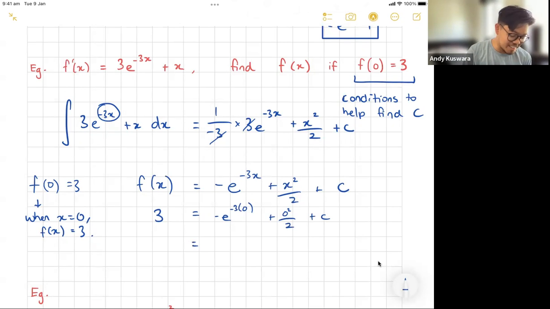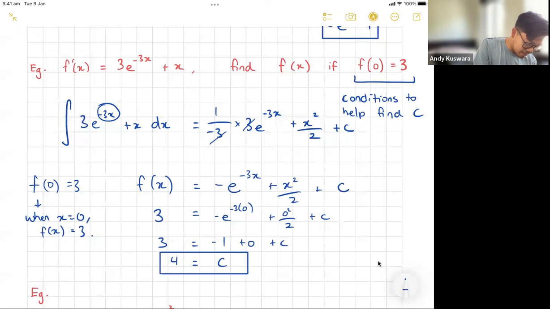So what is negative e to the negative 3 times 0? Just negative e to the 0, which is just negative 1. Let's remember anything to the power of 0 is 1, but we've got that negative, so it becomes negative 1. 0 squared on 2 is just plus 0, plus c, that's what we're trying to solve for, and that all equals 3. Taking it a bit further, I'm just going to add 1 to the other side, c would equal 4.